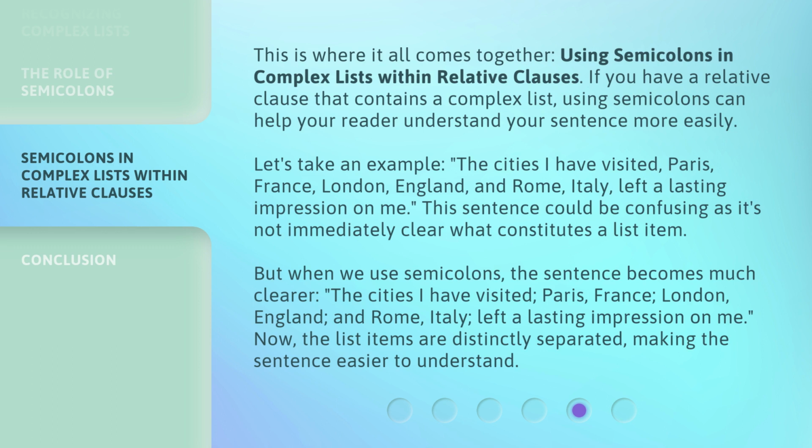This sentence could be confusing as it's not immediately clear what constitutes a list item. But when we use semicolons, the sentence becomes much clearer. The cities I have visited; Paris, France; London, England; and Rome, Italy; left a lasting impression on me. Now, the list items are distinctly separated, making the sentence easier to understand.